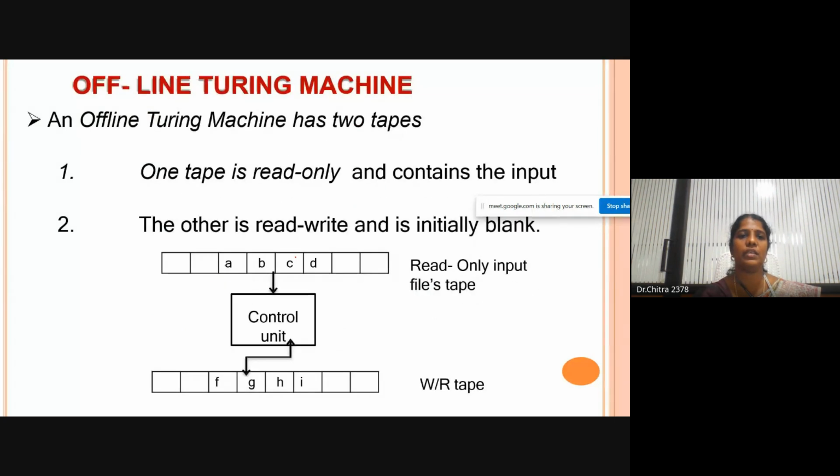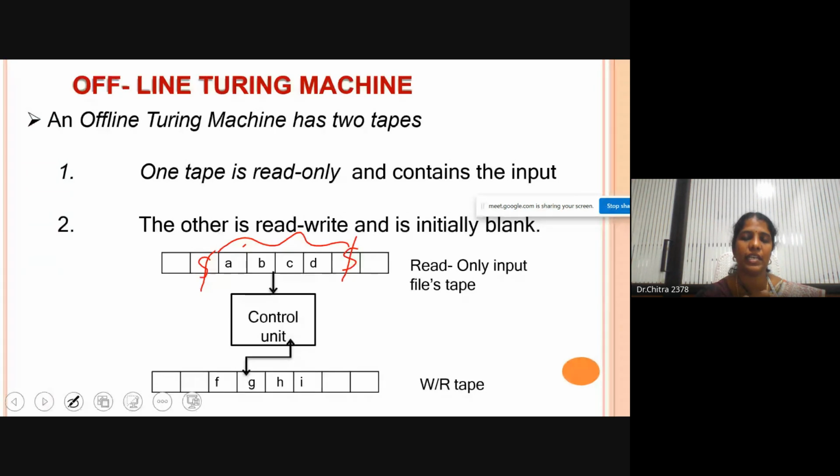And the next one is the offline Turing machine. In the offline Turing machine, one tape is read only, and another tape is the read write tape. In the read only tape, the string is marked between end markers. End markers are used to indicate this is the given string, and for each and every function there exists some modification made in the read write head. That means you cannot change the content in the first one, so it is called offline.